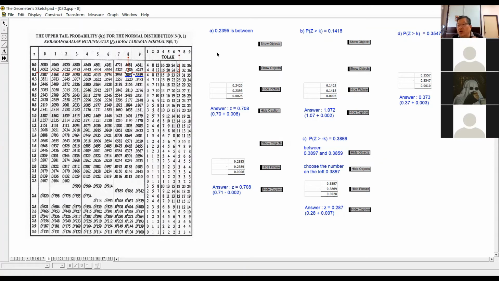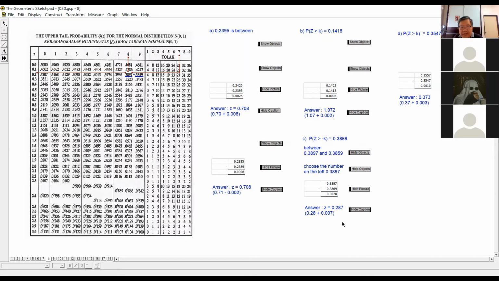So now I'm going to read to you the z-score. The z-score is 0.287. So bear in mind, we always choose the number on the left-hand side.